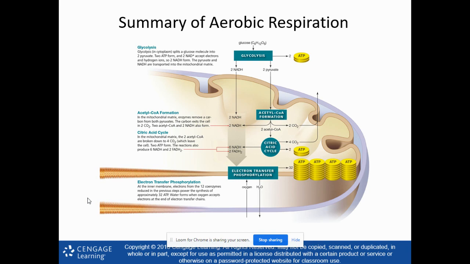So this figure is just summarizing glycolysis, acetyl-CoA formation, and the citric acid cycle, and then the electron transport chain. It shows you where each happens in the cell, and the major players in each step. It's a good summary figure. When you're thinking about cellular respiration, if you can walk through this figure in your head, then you have a good feel for it.